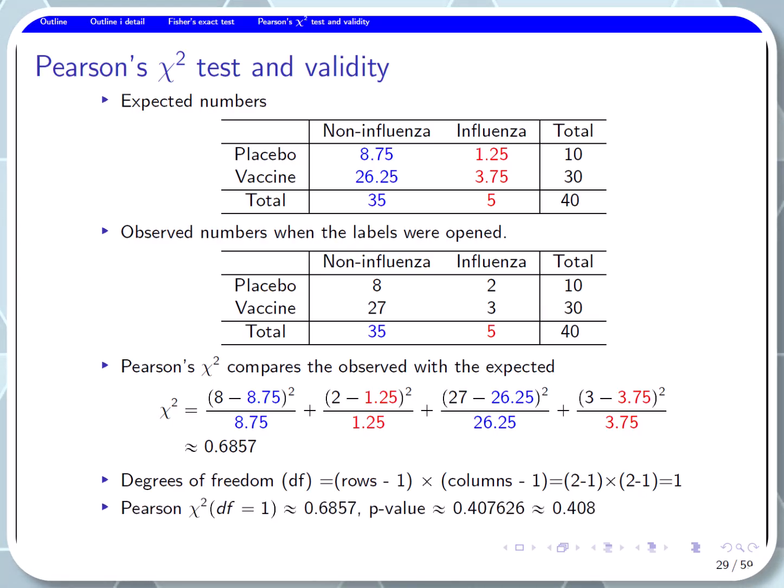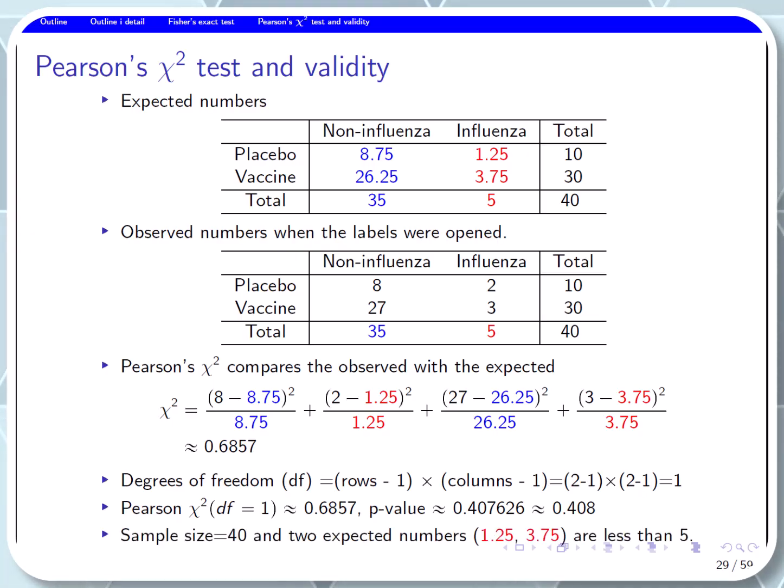Based on the chi-square value and the degree of freedom, we can ask a computer to find the p-value, roughly equal to 0.408. Let's consider the validity of Pearson chi-square test in this case. Based on the third video about validity of Pearson's chi-square test, the sample size in this case is 40, and the smallest expected number is below 5. Therefore, Pearson's chi-square test in this case is not a good approximation. Alternative exact tests should be used.